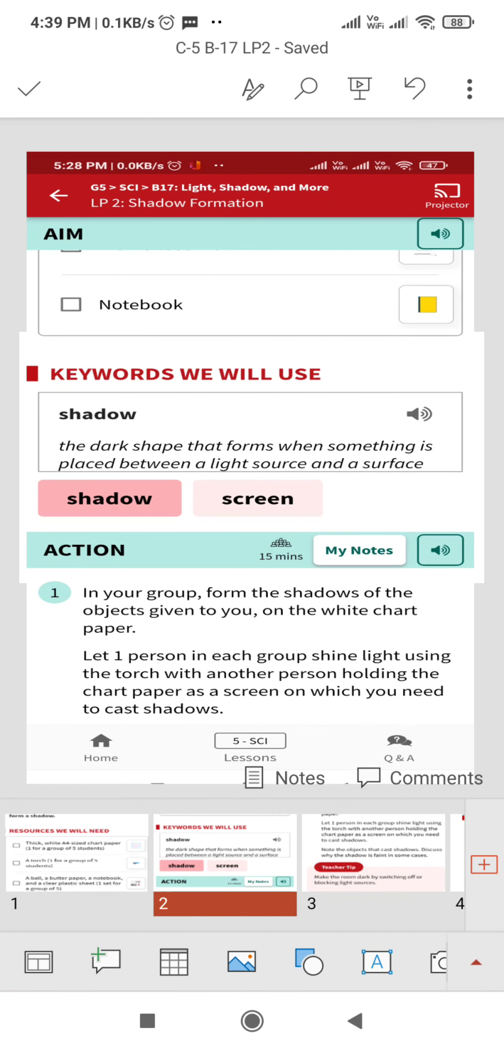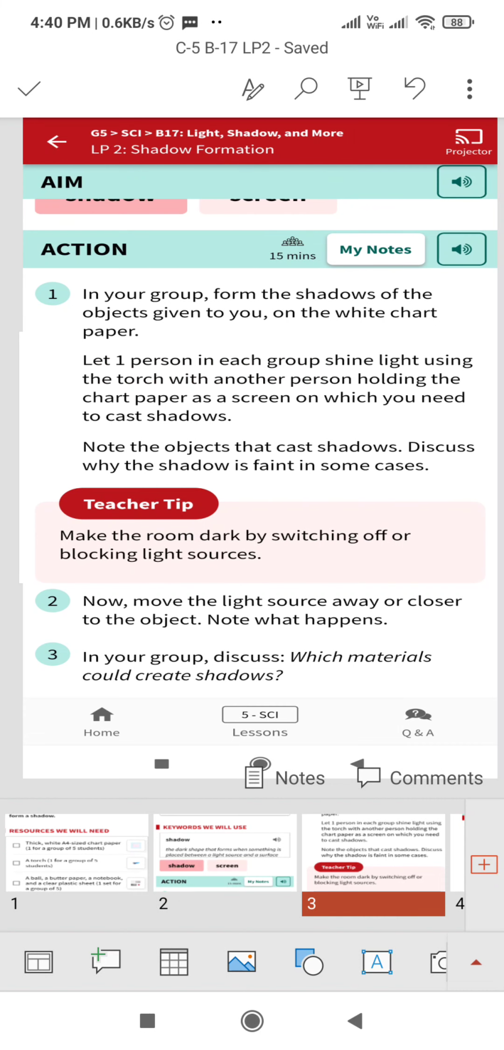Keywords used are shadow. What is shadow? Shadow is the dark outline of an object. And second one is screen. Screen is a flat surface on which picture can be seen. So what action we will be going to perform? We will light on a source and we will be trying to find out what things are necessary to form a shadow.